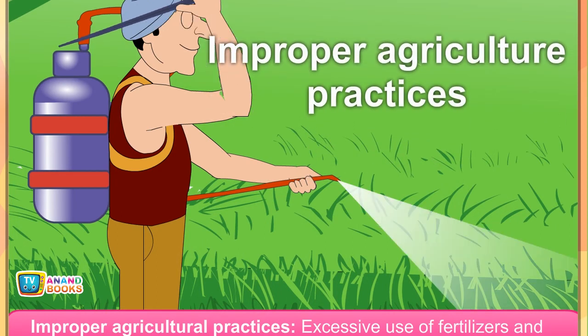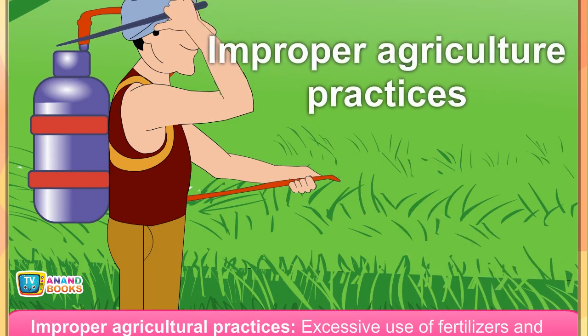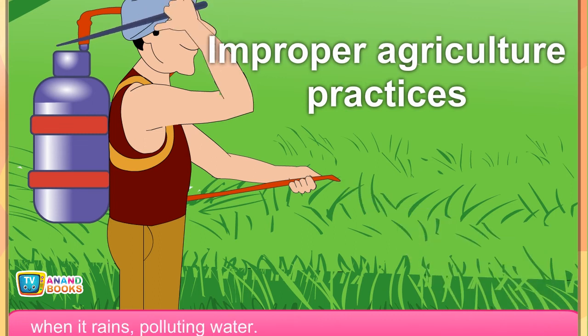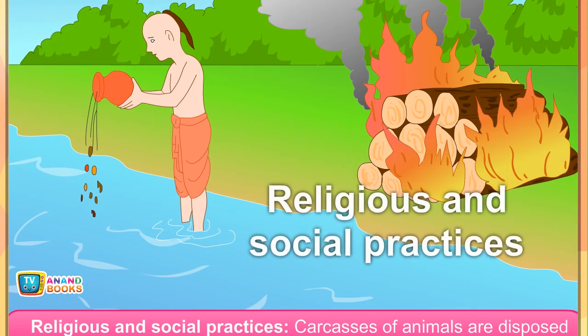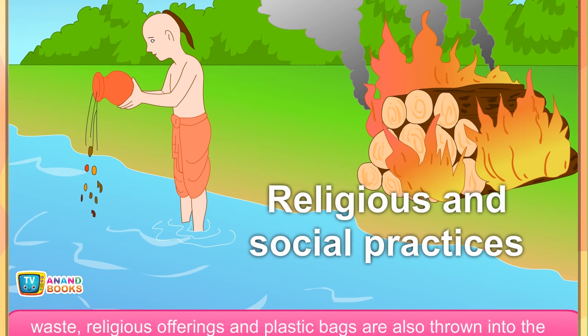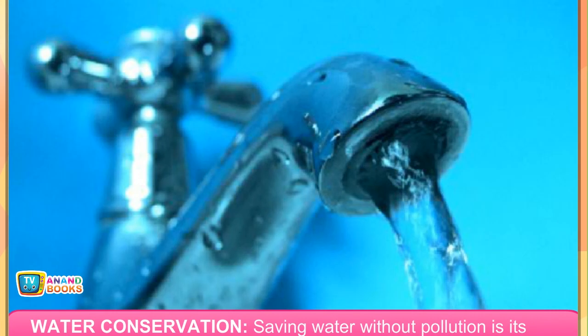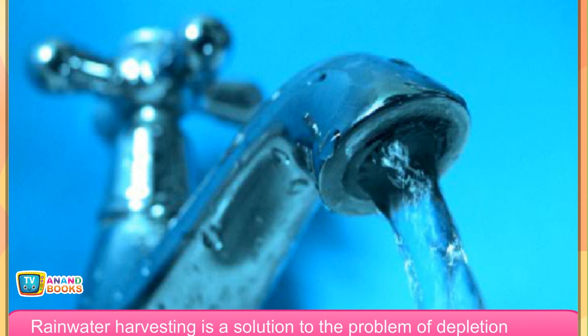Improper agricultural practices. Excessive use of fertilizers and pesticides remain in the soil and are washed away into rivers when it rains, polluting water. Religious and social practices. Carcasses of animals are disposed of in rivers. Untreated toxic chemicals of industries, household waste, religious offerings and plastic bags are also thrown into the rivers, polluting the water.